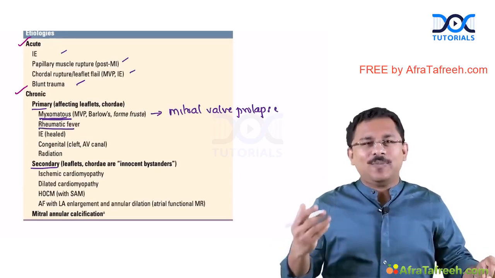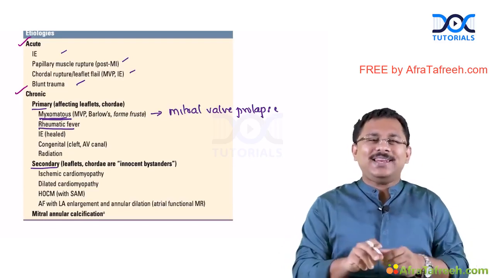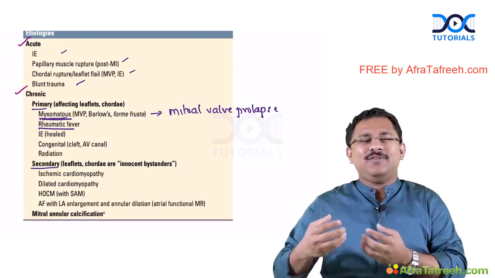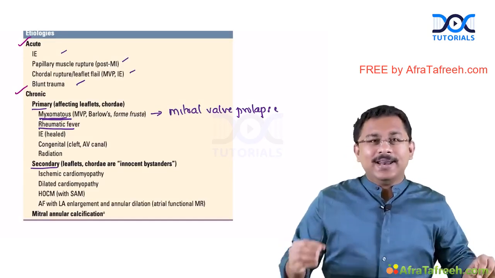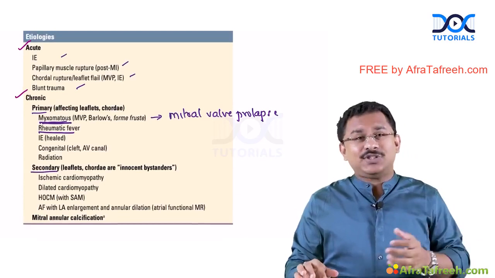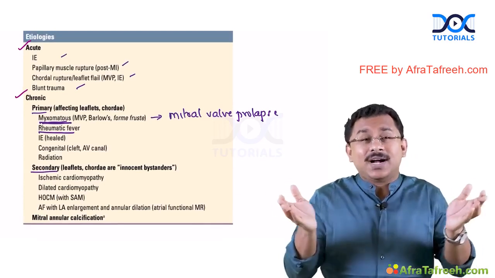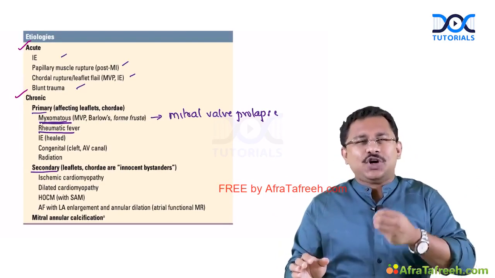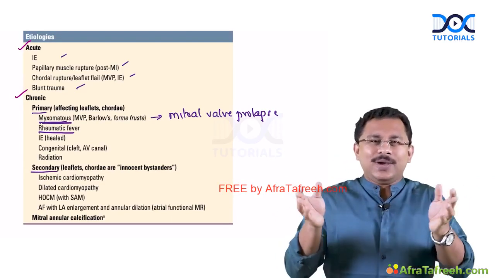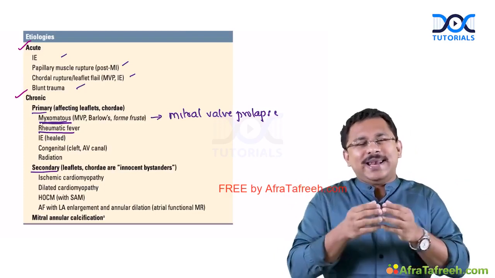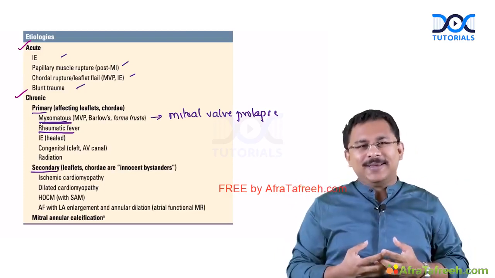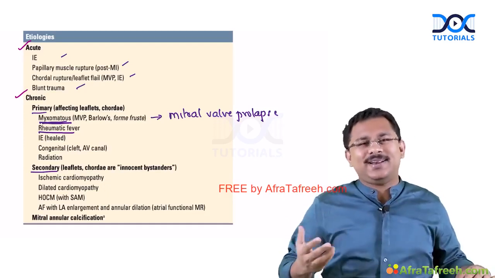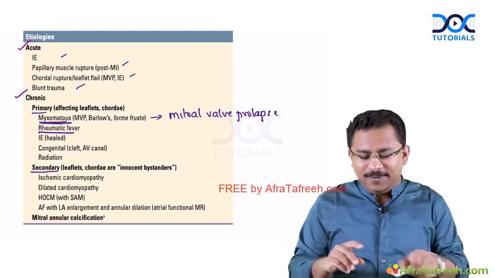Now talking about rheumatic fever, yes, rheumatic fever can cause deformity and rigidity of the mitral valve cusp. And also in the mitral valve apparatus, you have the commissures. You can have a commissural fusion as well. And about the chordae tendineae, you can have a shortening, a fusion, and a contraction of the chordae tendineae. So again, it goes to show that the mitral valve apparatus is getting distorted.